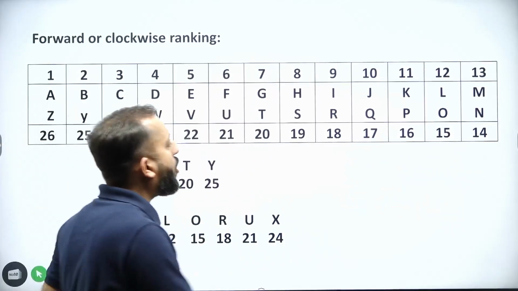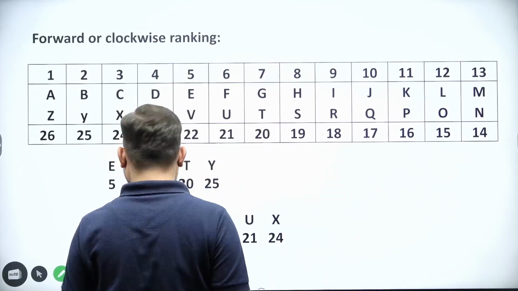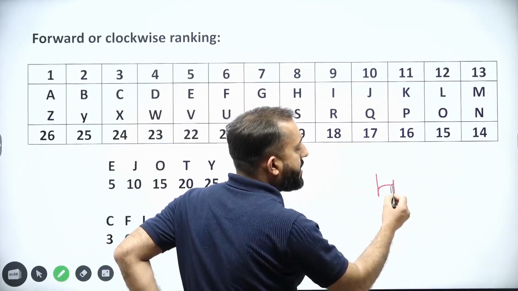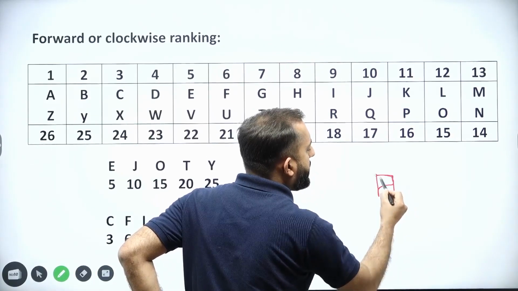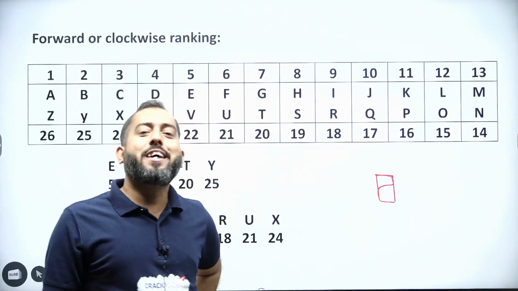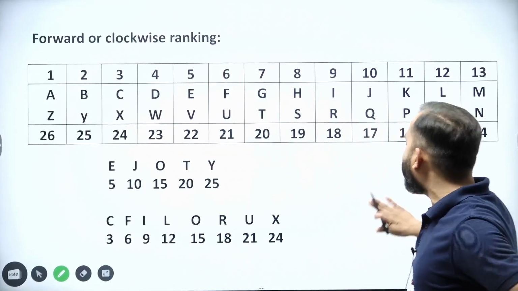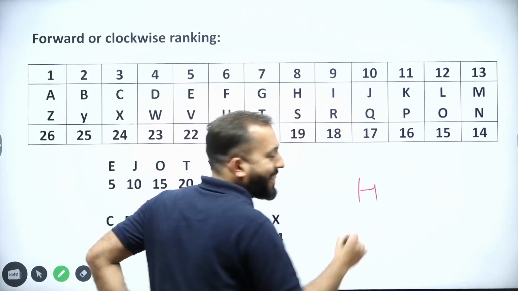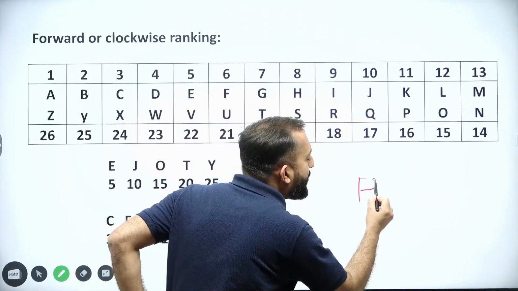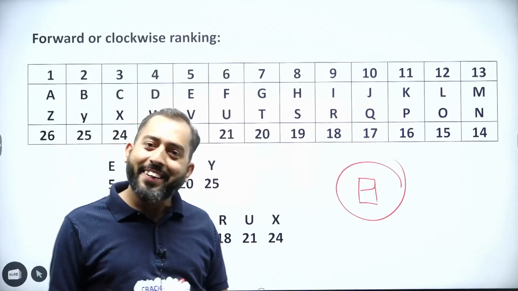Okay, now let's talk about H. In the case of H, join the upper two ends and the lower two ends, and you will get 8. See, this is H now. Join the upper two ends and lower two ends, you will get 8. So alphabetically, the rank of H is 8. You can check it out.